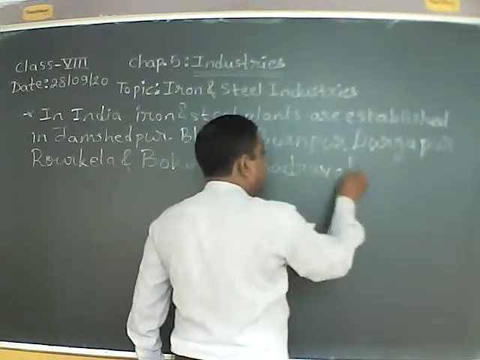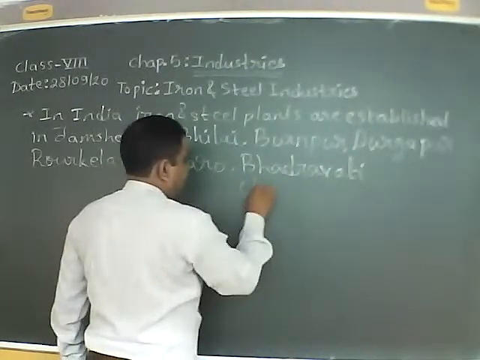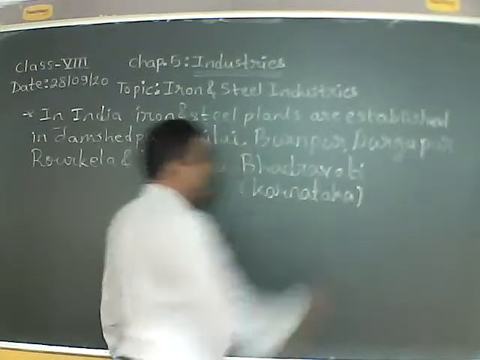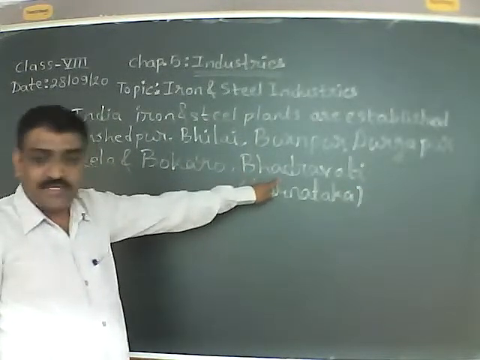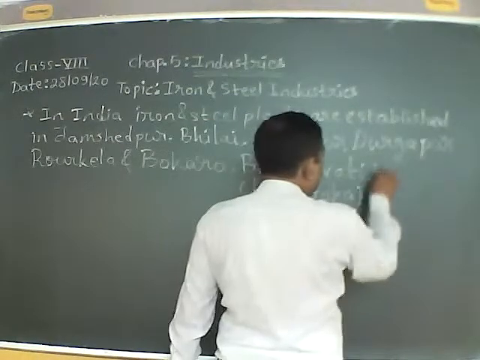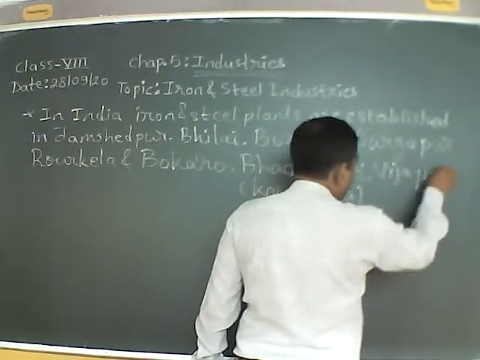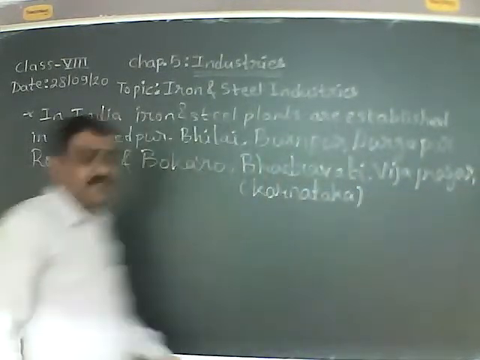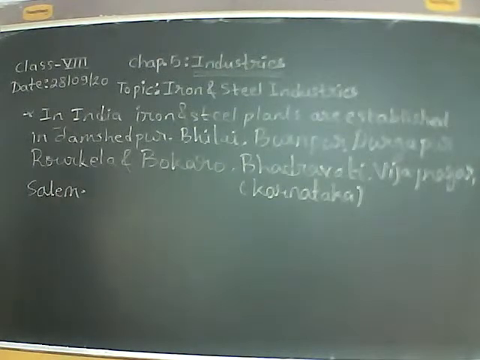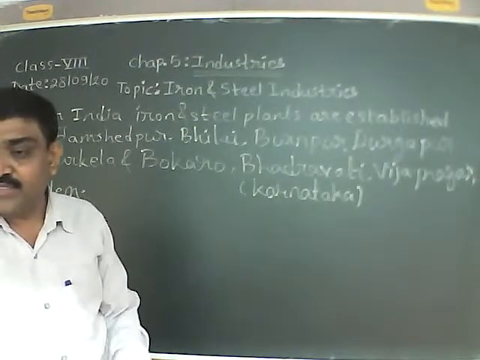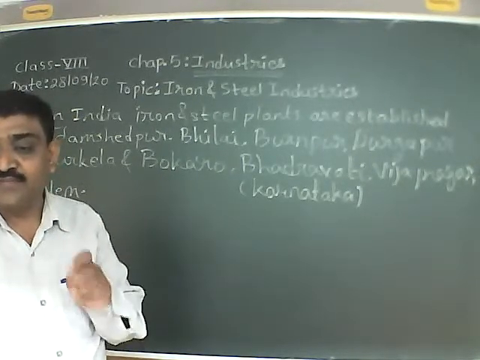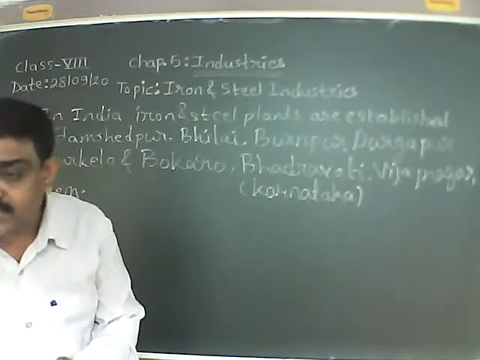And we have the iron and steel plant in Bhadravati. This Bhadravati is not the Bhadravati situated in the district of Chandrapur. It is a separate place, and it is in which state? Karnataka. Then Vijayanagar is also in Karnataka. And in Tamil Nadu, we have an iron and steel plant in Salem. So these are the places where India has its big iron and steel plants.